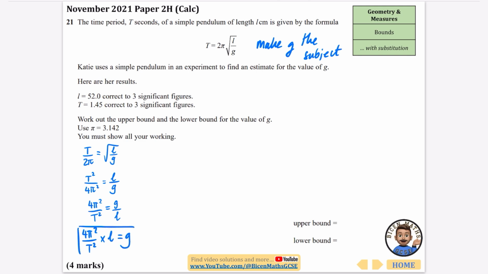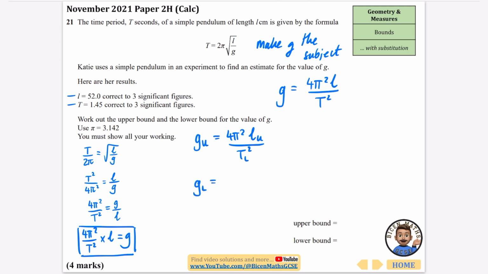And I'm going to use this formula to help me find the upper and lower bounds. So I have my values of L and my values of t. If I want g to be as big as possible, here is my formula for g. If I combine that all together, it is 4 pi squared L over t squared. If I want to do the g upper, I'm going to want L to be an upper and t to be a lower. So g upper is going to be 4 pi squared, L I want to be an upper, and t squared I want to be a lower. And then when I do my g lower, it's going to be the other way around. I want the top to be as small as possible, so that's going to be L lower, and I want the bottom to be the upper value that we've got.